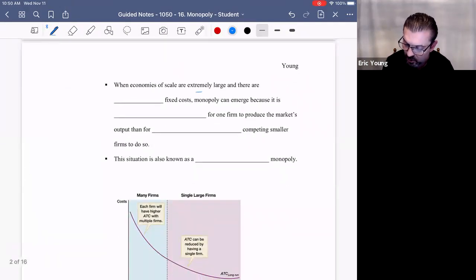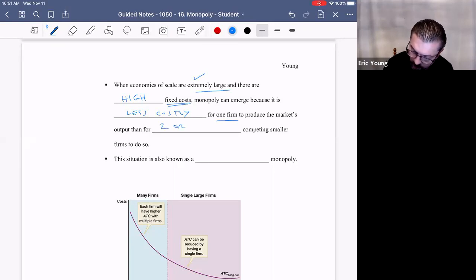When economies of scale are extremely large, and typically this exists because there are really high fixed costs. This you see in things like technology and things like utilities, in industries or areas where you have really, really high fixed costs, really high startup costs, you're often gonna also find very large economies of scale. If this happens, monopolies can emerge. And here's the real critical thing to keep in mind. The monopoly can emerge because it is less costly for just one firm to produce the entire market's output than for two or more smaller competing firms to do it.